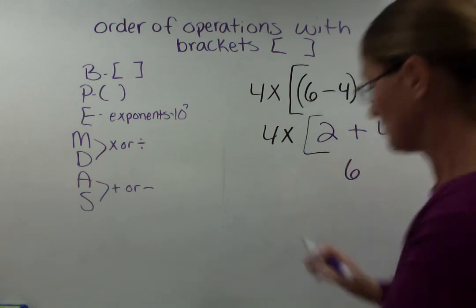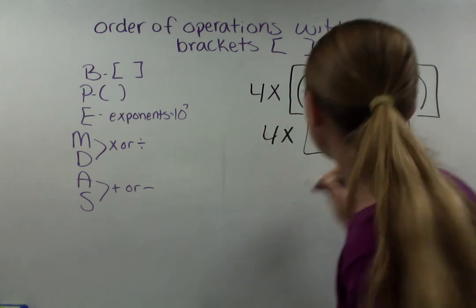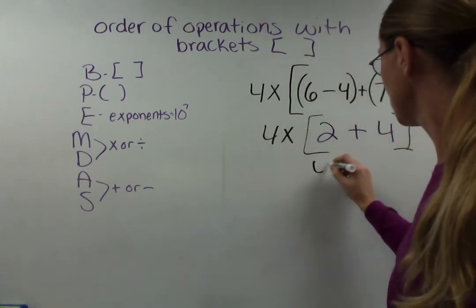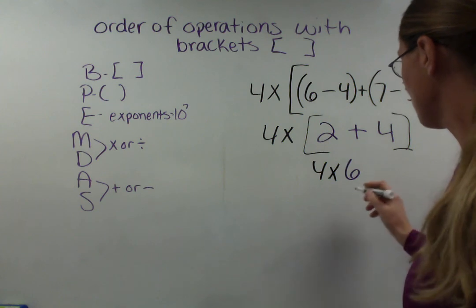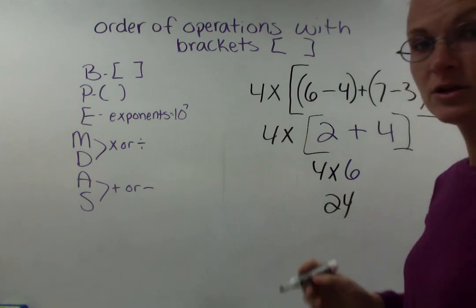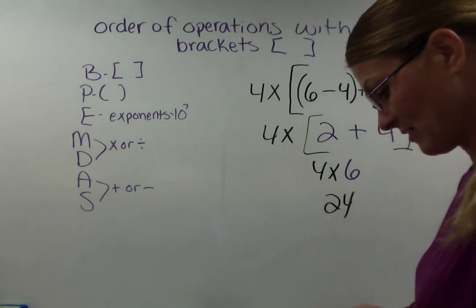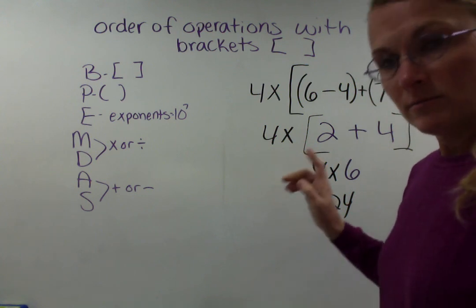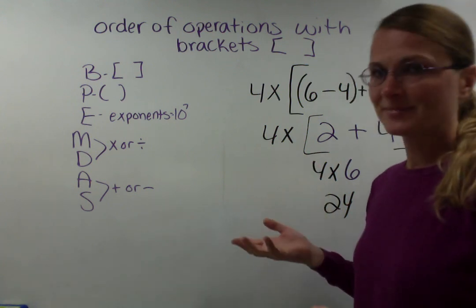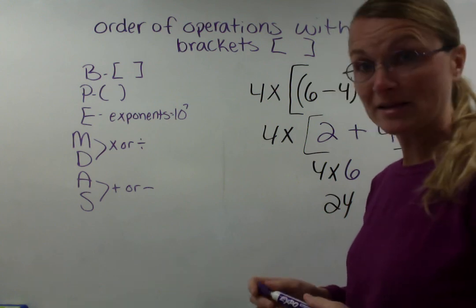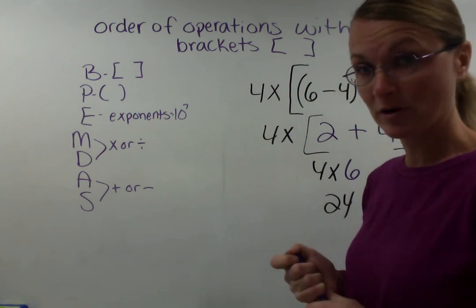Now that we're done with everything inside the brackets, we can multiply it by 4, and 4 times 6 is $24. So in 4 weeks, they have $24 to spend on their mother. Not a bad amount of money, but it is 2020. It's probably not going to buy you too much. So you might want to save a little bit more each week.